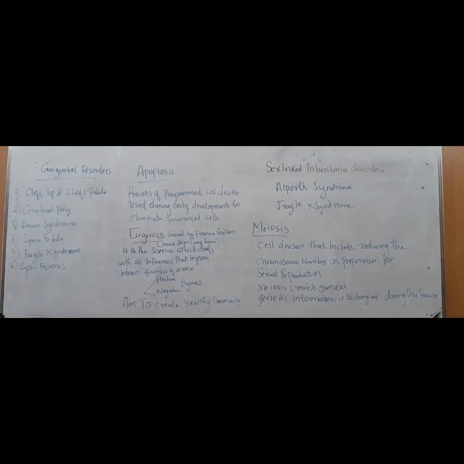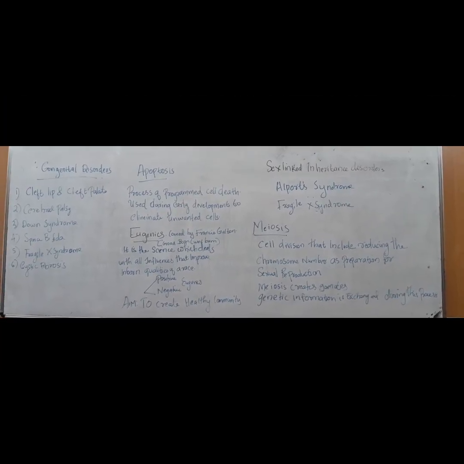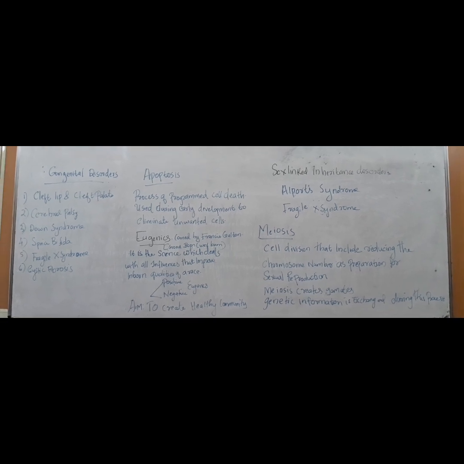And now we'll see congenital disorders. This is also a frequently asked question. List a few congenital disorders, or it may be asked as a multiple choice question. Some of the congenital disorders are cleft lip and cleft palate, cerebral palsy, Down syndrome, spina bifida, Fragile X syndrome, cystic fibrosis.